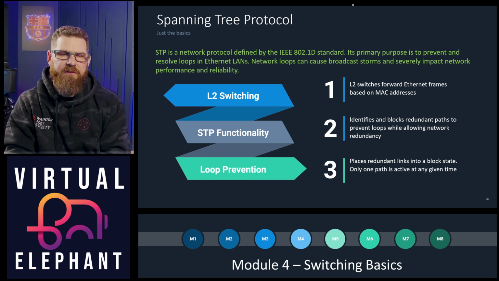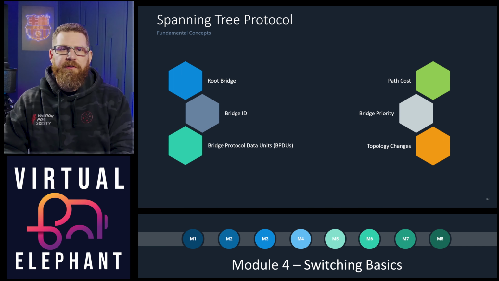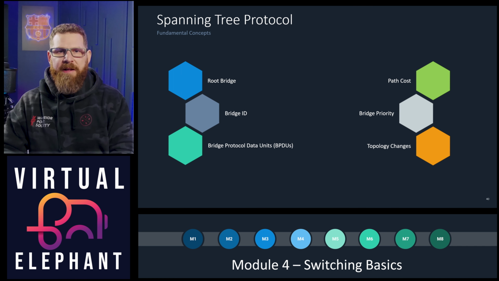Because by placing those redundant links in a block state, only one path is going to be active at any given time. Now, as we talk more about some of the concepts within spanning tree protocol, you can see here that there are 6 concepts that we should be aware of: root bridge, bridge ID, the bridge protocol data units, or BPDUs, the path cost, a bridge priority, and the topology changes. So let's spend a few minutes talking about these components within spanning tree protocol.